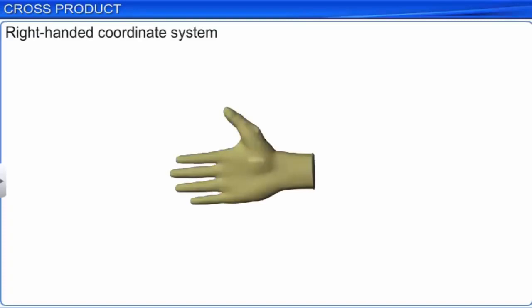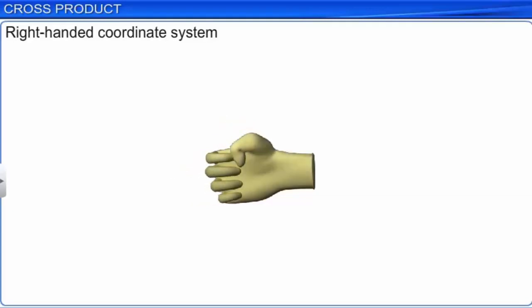In the right-handed coordinate system, if you curl the fingers of your right hand in the direction of the movement from the positive x-axis to the positive y-axis, your extended thumb will point in the direction of the positive z-axis. The understanding of the right-handed coordinate system is essential to understand the vector or cross product of two vectors.